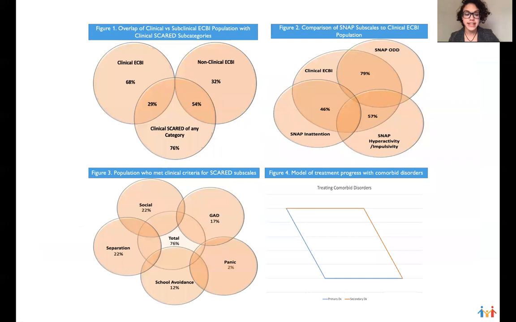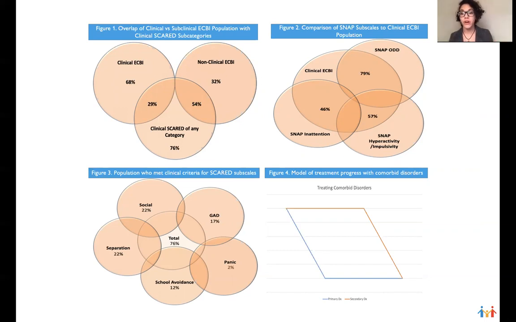These figures on the next slide highlight the overlap a bit further for all of you visual learners. And they're not scaled to measure, but in figure 1, you'll see the overlap of the clinical versus subclinical ECB population and the clinical SCARED subcategories. So you'll see how in our clinical ECB population, 29% of them also met clinical criteria on the SCARED for any category, and that was 54% for the non-clinical ECBs.